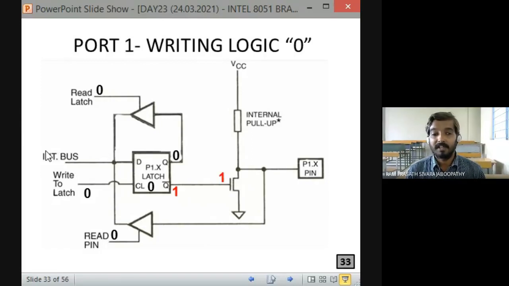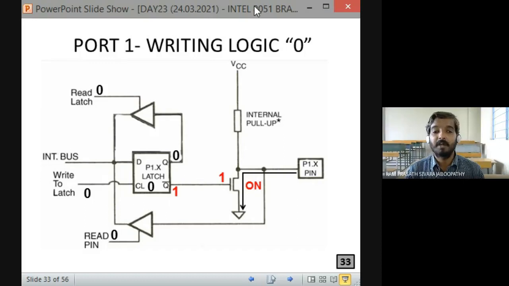1 only. Fine. When you make the gate terminal logic 1, will the transistor go into on state or off state? The gate terminal is now 1. Now the transistor is going to be in on state or off state? On state, very good. Definitely the transistor will be on. What does transistor on mean? This path is almost a short circuit. That means this pin is connected to ground now.